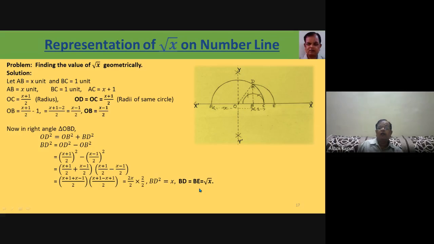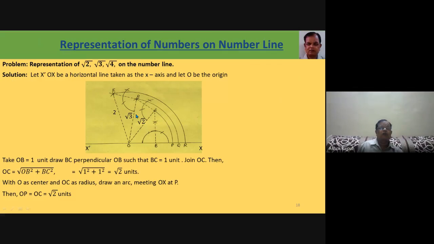BD we have found, but BD is not on the number line. My purpose is to present it on the line. So we will take the distance BD as radius and B as center, then BE equals under root x, which is the value of under root x on the number line also. Have you understood? So we will work it again and practice it. Now we will solve such types of problems as we had told you already. With the help of an example, I will explain it again.